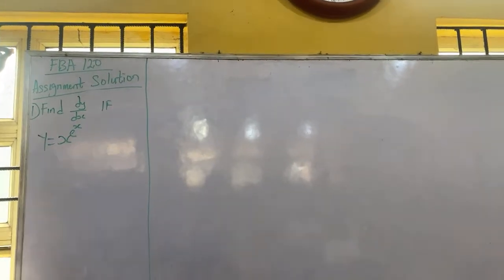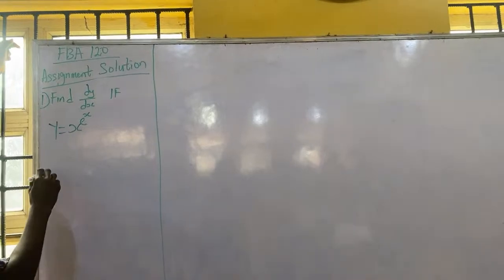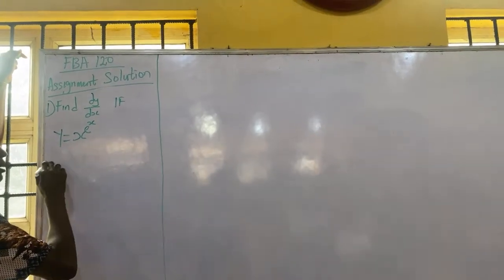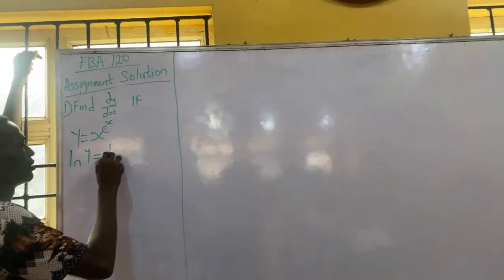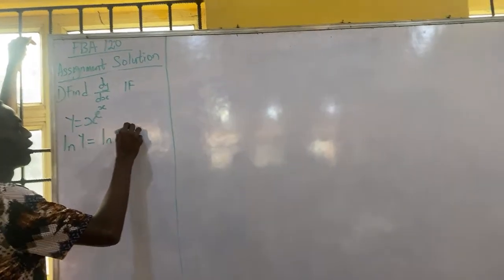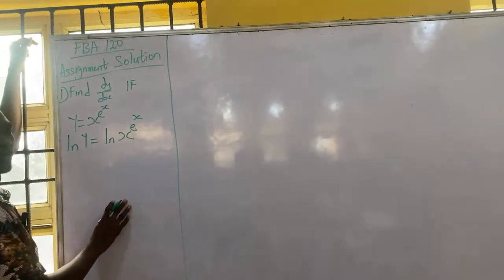x to the power of e to the power of x. So the first step is what? To find the natural log of both sides. So that is, you have ln y is equal to what? ln of x to the power of e to the power of x.